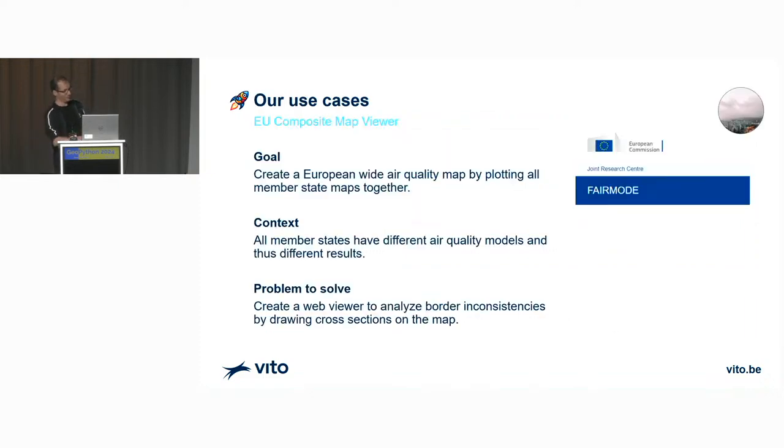So we start with the first one, and it was one of our first projects using this API. It was a European project from the JRC on FAIRMODE, and the goal was to have a European-wide air quality map plotting all the member state maps together. So the context is, every member state has its own air quality models and they generate their own data, but we don't have one that covers all Europe in this detail. And the problem to solve there was, if we have a data viewer that stitches all these maps together, what's with the border effects between the countries? So they wanted an application to investigate these effects.